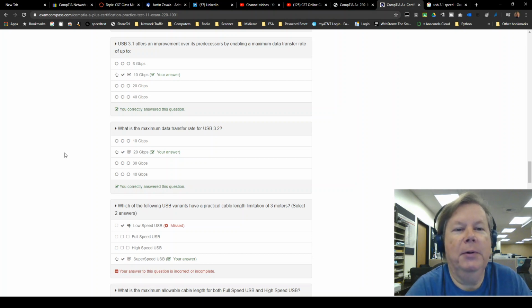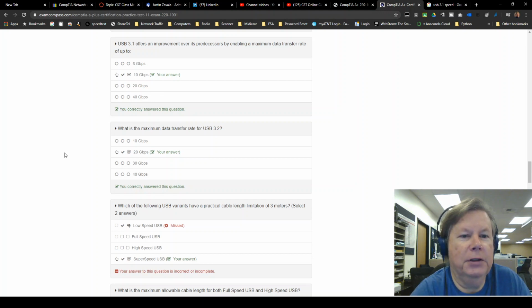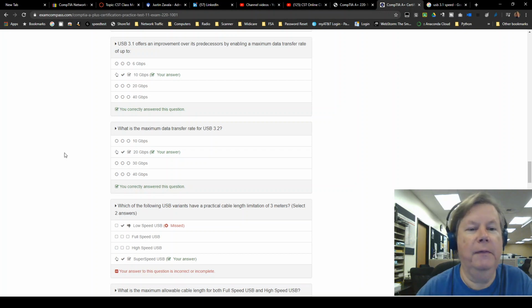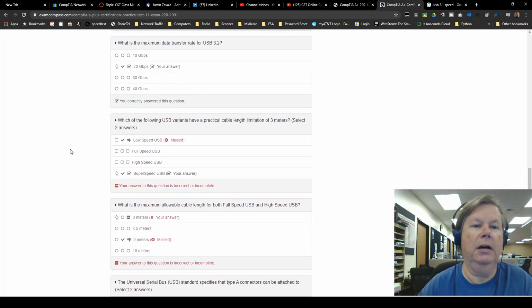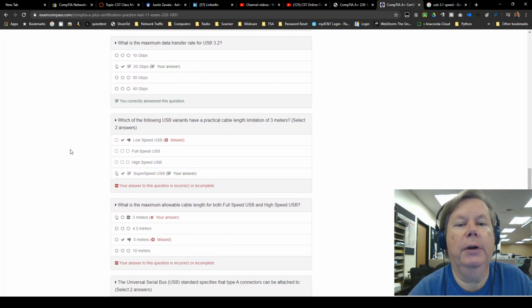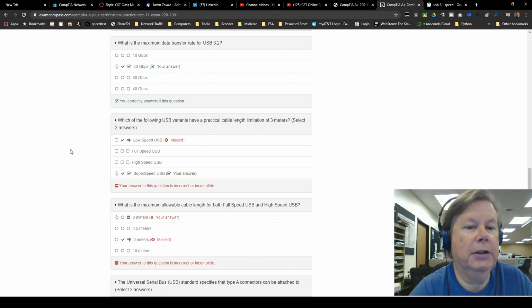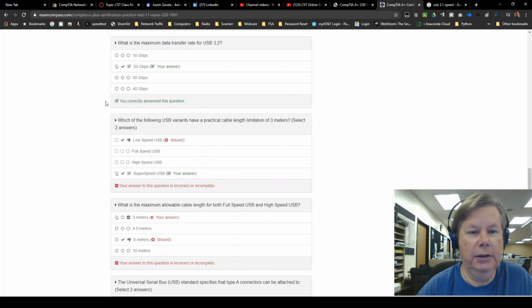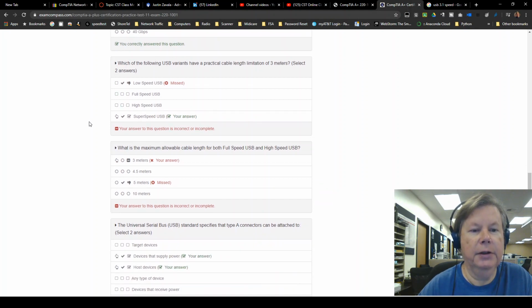USB 3.1 offers an improvement over the earlier versions, and 3.1 does support up to 10 gig. Obviously I confused that with the previous 3.0, which is 5 gig. What is the maximum transfer rate for 3.2? You know, I actually haven't seen any 3.2 devices out, but I suppose I should look. 20 gig is what they tell us the answer is on that one.